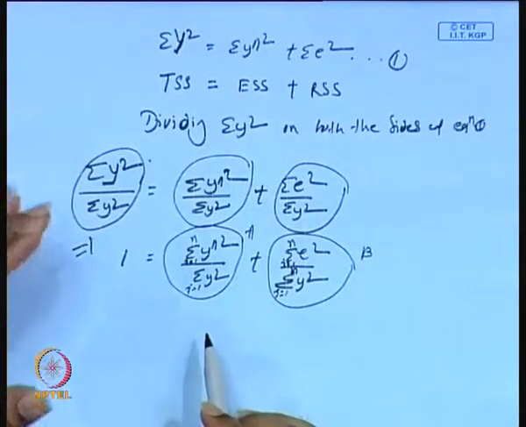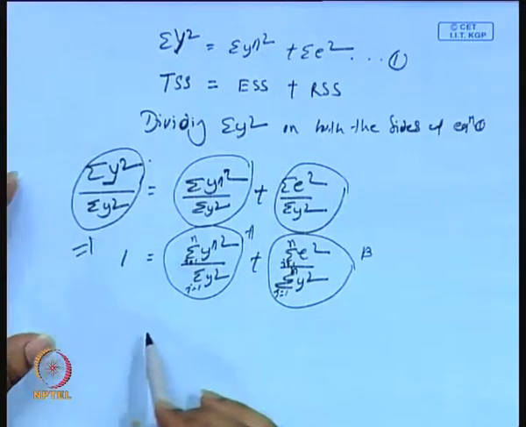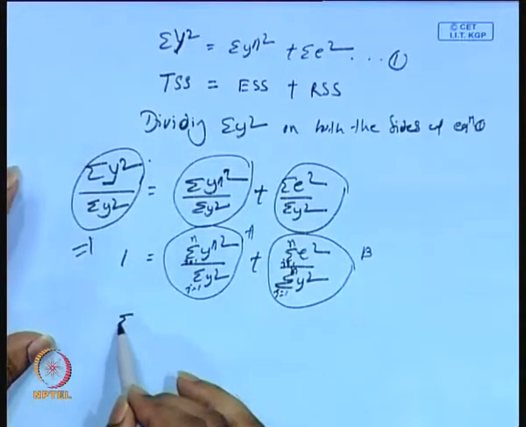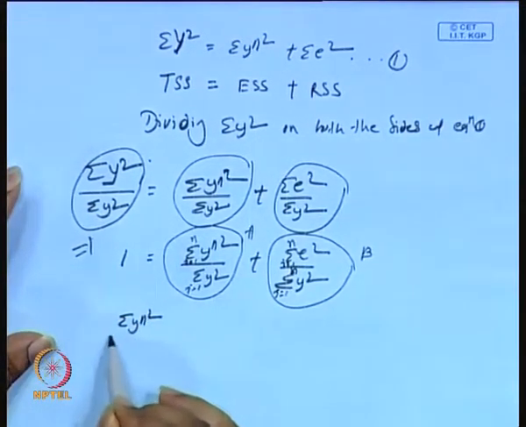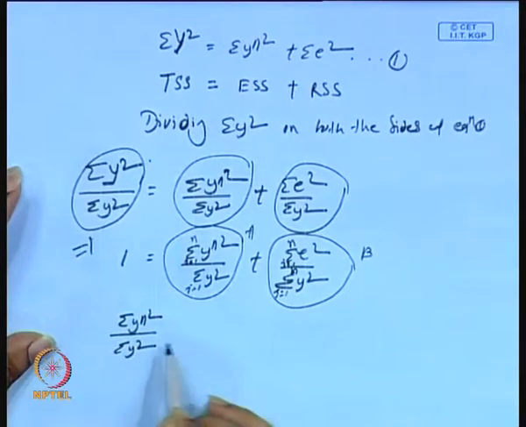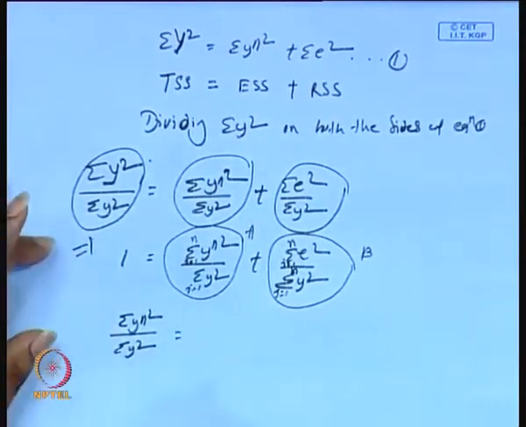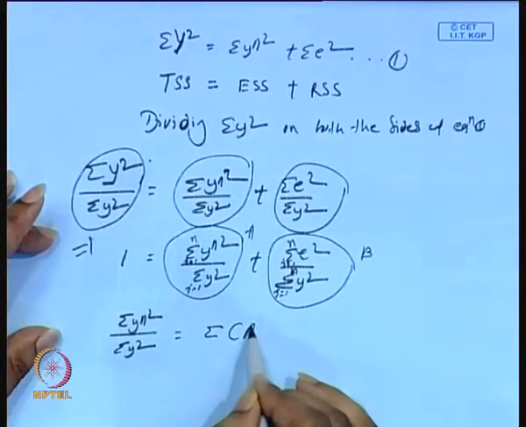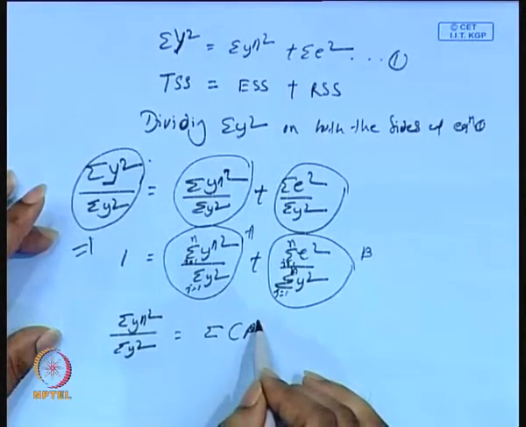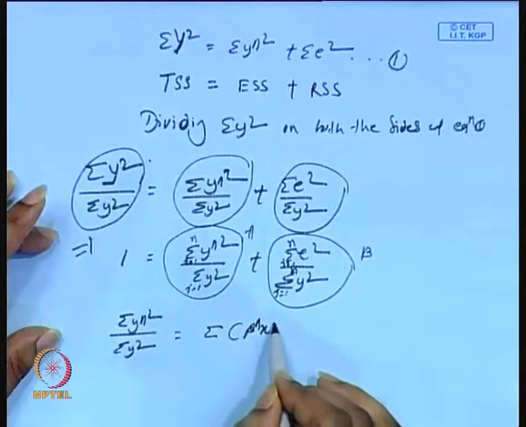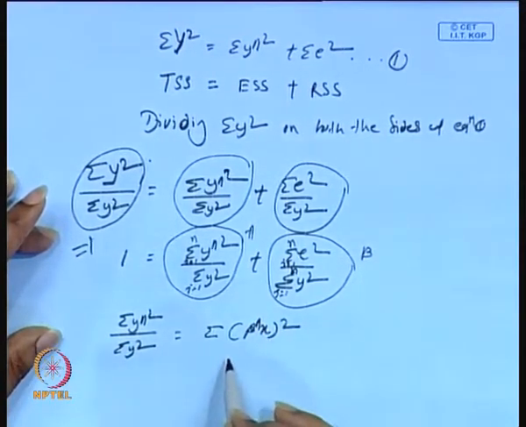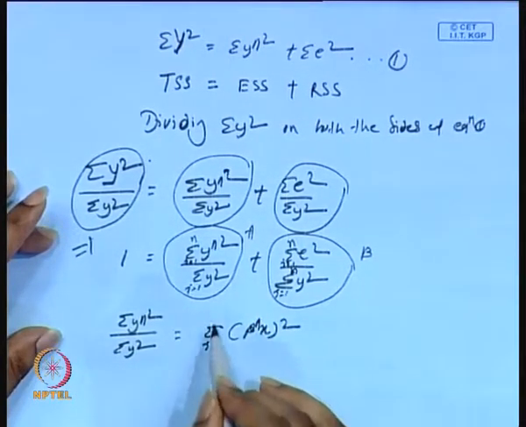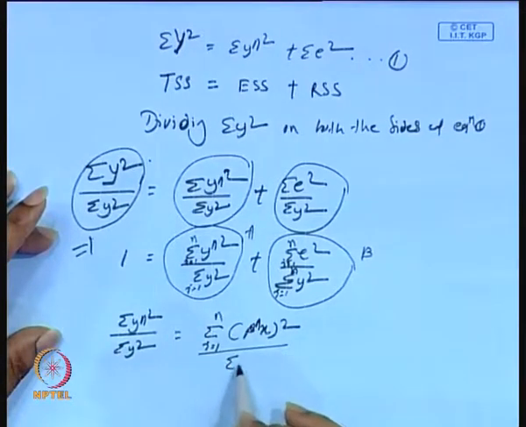Let us first expand part A. Part A is summation y hat squared by summation y squared. What is y hat exactly? y hat is nothing but beta hat times small x, whole squared, i equal to 1 to n, divided by summation y squared, obviously i equal to 1 to n.